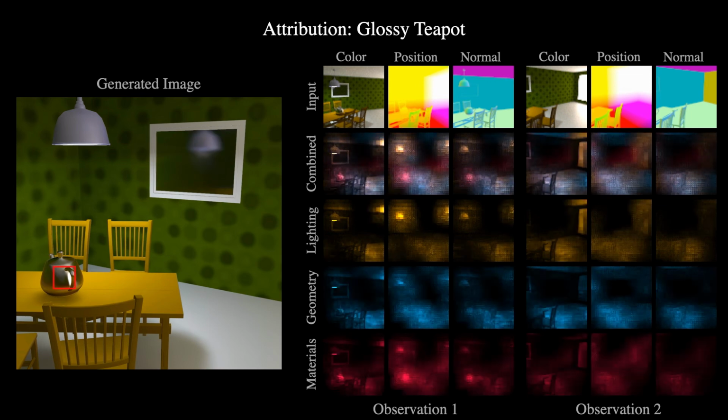This patch is placed on a teapot that reflects large portions of the scene. The colors of the patch are attributed to all partitions of the representation, as reflections require all scene components. We also see that the generated colors are attributed to the material partition for the teapot. This is to be expected, as the material of the teapot is key for correctly predicting its appearance.